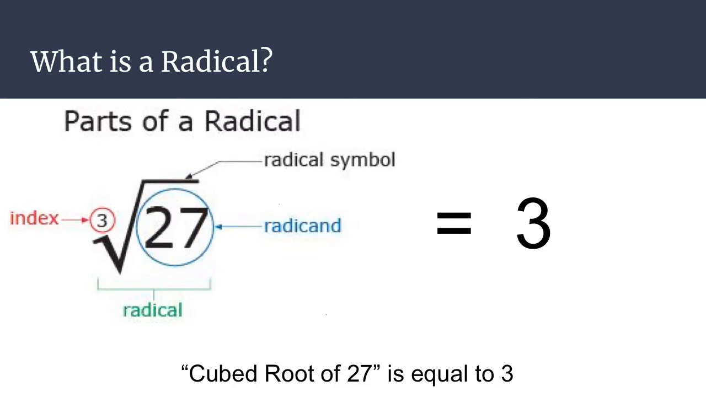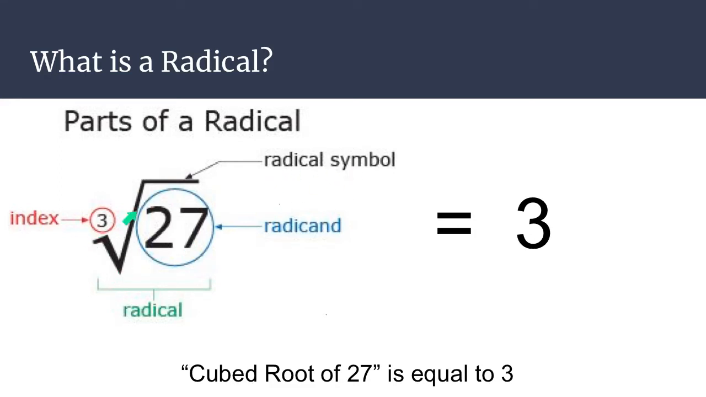You'll be asked to simplify a radical. In order to do so, you have to understand the basics of what is in a radical. So there are four major parts, as you can see on here. The radicand is the number, the value, the expression that is inside the radical symbol.